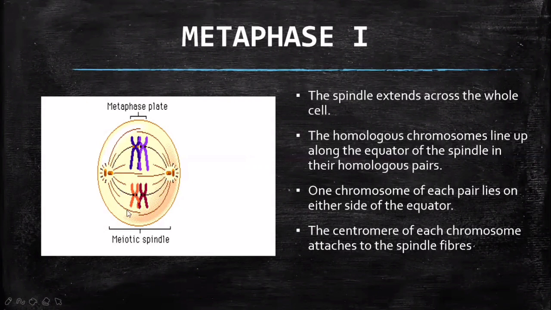The short ones, the same thing occurs to them. They are in homologous pairs as well. What you need to notice is that the centromere of each chromosome is still attached to the spindle fibers. That's it. What is important for metaphase I specifically is that these homologous pairs line up along the equator in pairs. That's what is important.